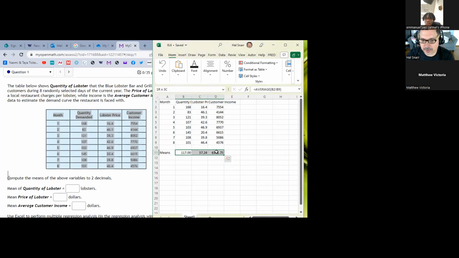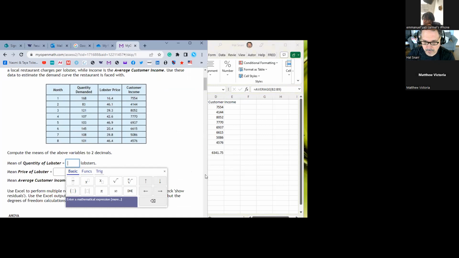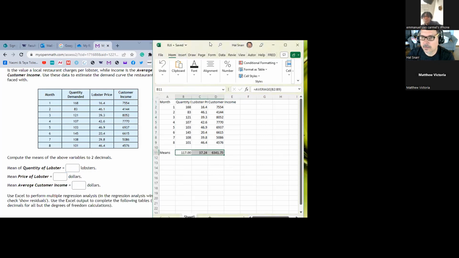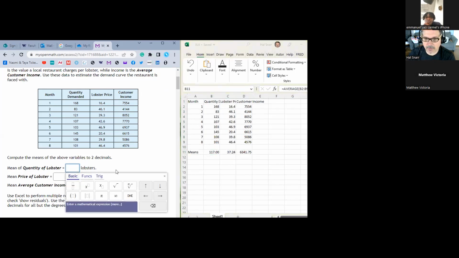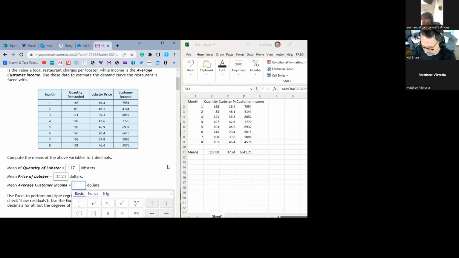So I just highlighted the numbers, went up to the number group in the home tab, and clicked the number of decimal places. And we can type them in here, right? So my average quantity of lobster sold is 117. My average price of lobster sold is 37.24. And my average customer income is $6,341.75.